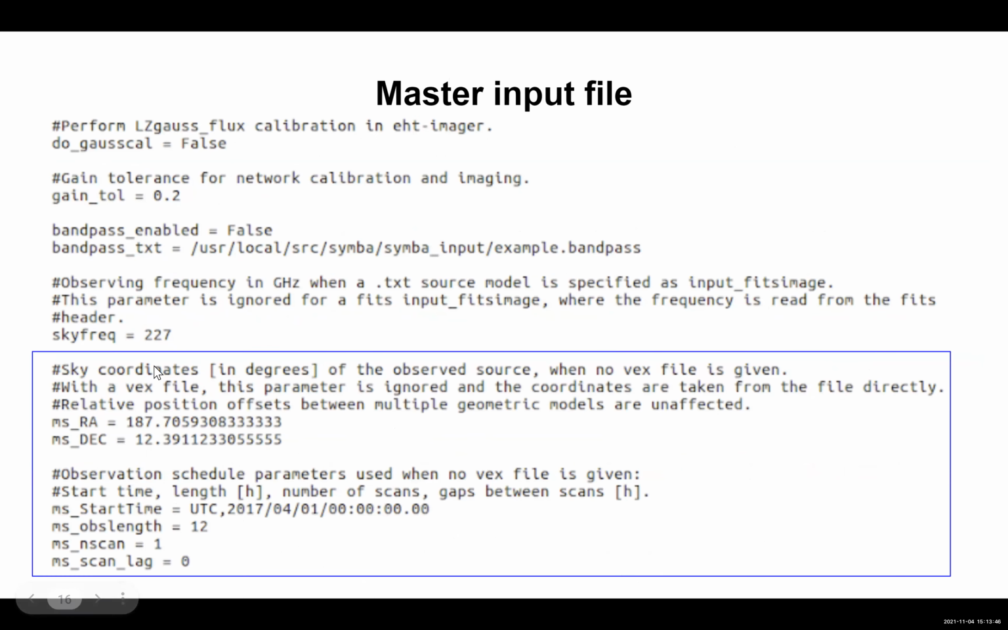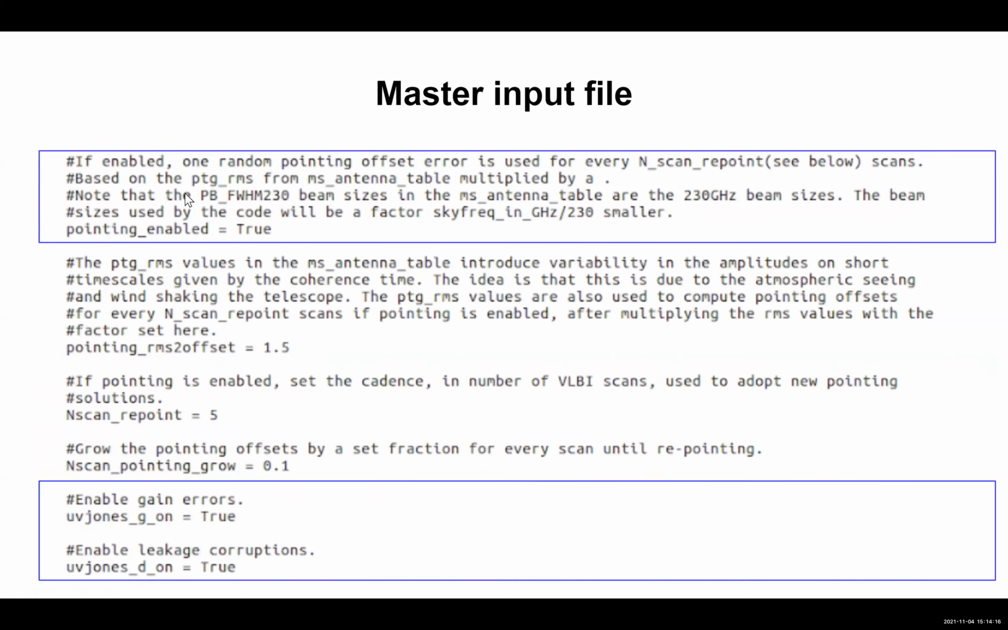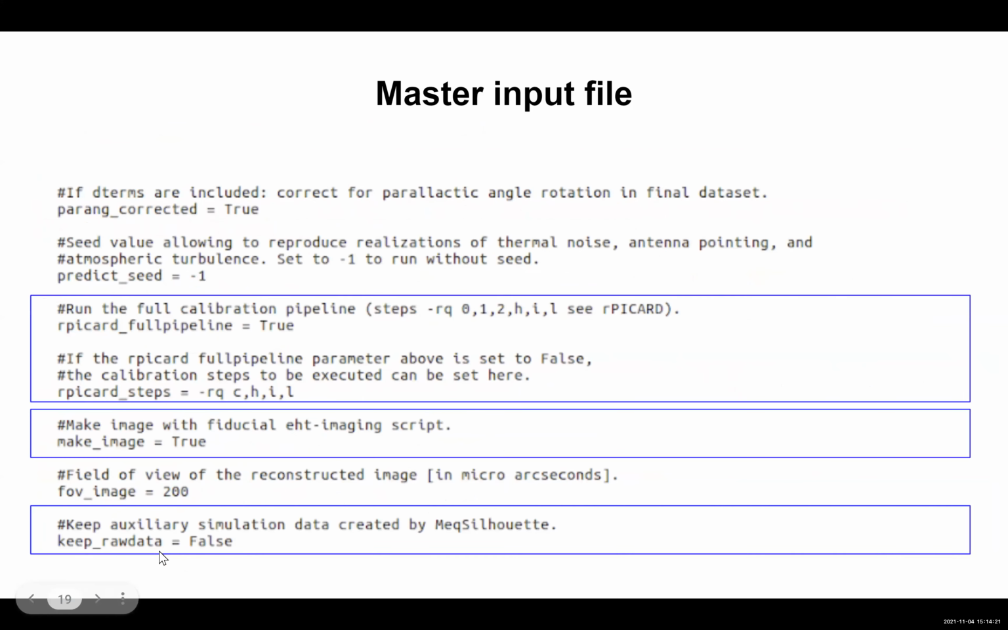And then if you are not using a VEX file, you can also build a custom schedule, but then you have to set the coordinates of the source. And here you can put in the start time, the length of your observation, the number of scans, and the lag between each scan. You can set here the data integration time, and you can turn on and off these atmospheric effects and different components of that. Here also for the pointing offsets and for the gain errors and the leakage.